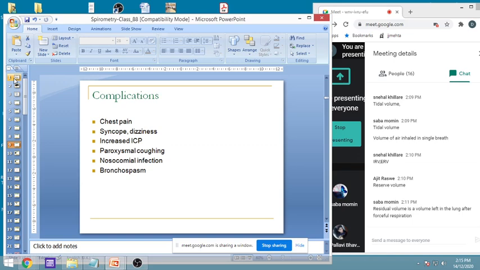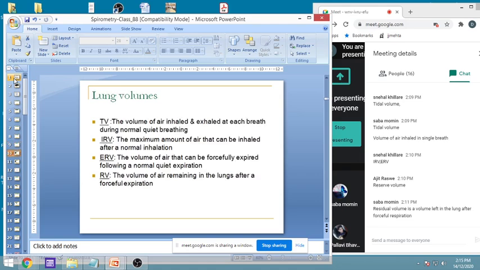What are the complications it may cause? It may cause chest pain, syncope, increase in intracranial pressure, paroxysmal coughing, nosocomial infection, bronchospasm. This type of complication it can result in.